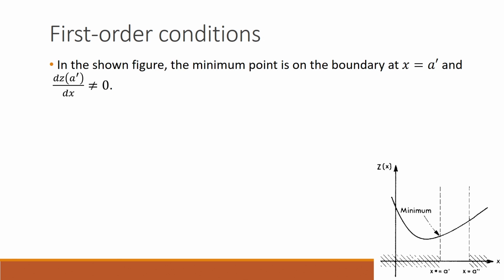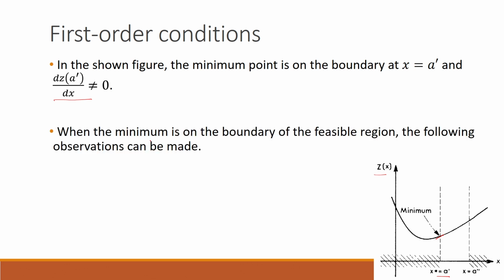Let us consider another scenario. Again we are minimizing this function z(x), but the minimum point now occurs at x equal to a'. Let us represent this optimal solution by x star, so now x star is equal to a'. You can see that the derivative of the function at x equal to a' is not equal to 0. Here the derivative is not 0, it is something positive.